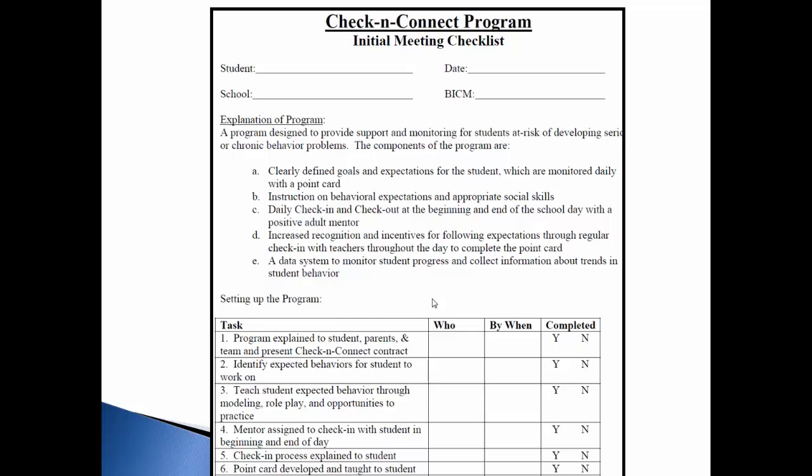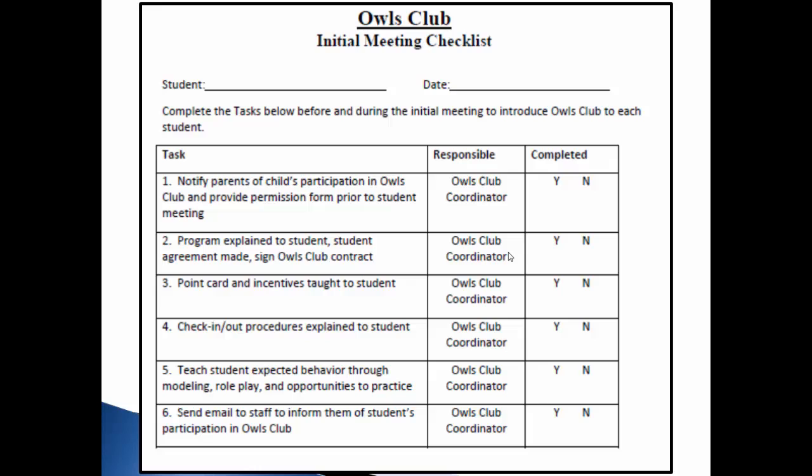So here's an example of an initial meeting checklist for meeting with the student and discussing the Check and Connect program. So you can see how one school did it here. In this case, it looks like they would meet with the parents and actually the student and the parents and present the Check and Connect contract. They'd identify the targeted behaviors, they'd role play and demonstrate the behaviors and practice with the student. Tell them who their mentor is going to be, the check-in, check-out specialist. Explain the process of checking in and checking out to the student, and then teach them how the point card works. So here's just another initial meeting checklist covering a lot of the same content.